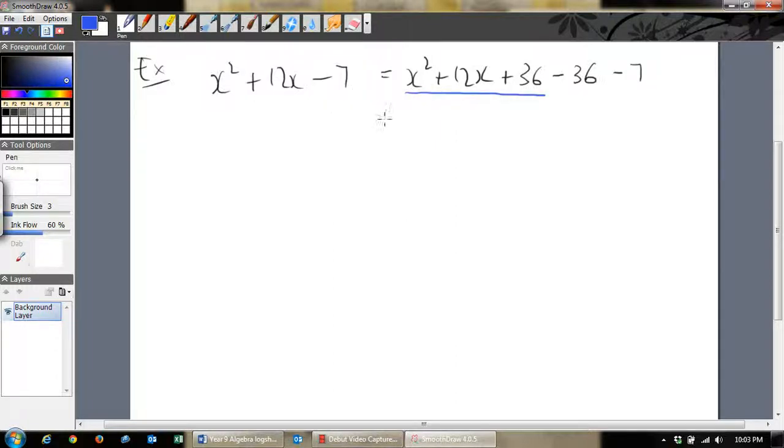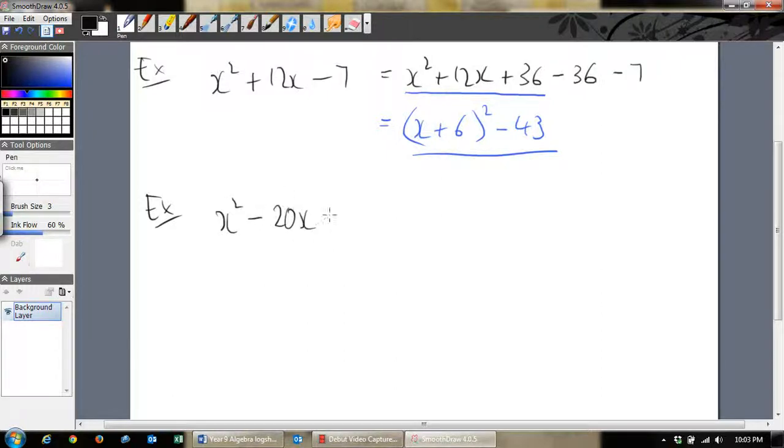So let's write what that's equal to. Equals x plus 6 squared. And let's write what's left over. Minus 36 minus 7 is minus 43. And that is your answer. Okay, you'll see you get very, very quick at these.